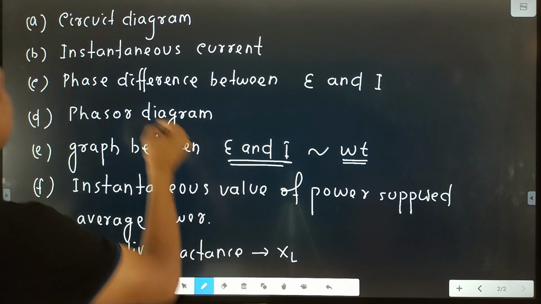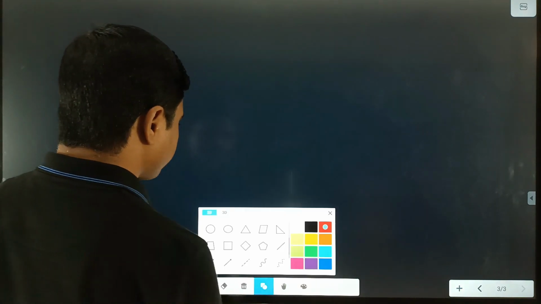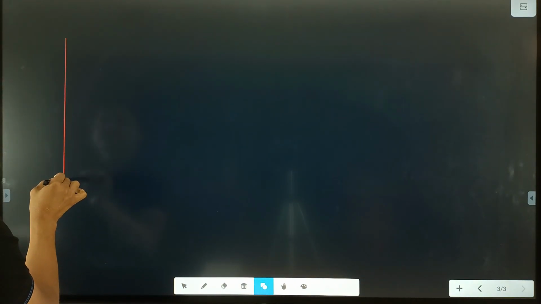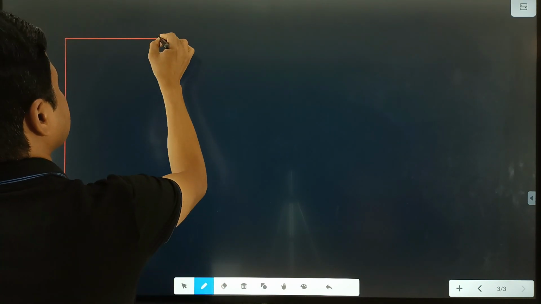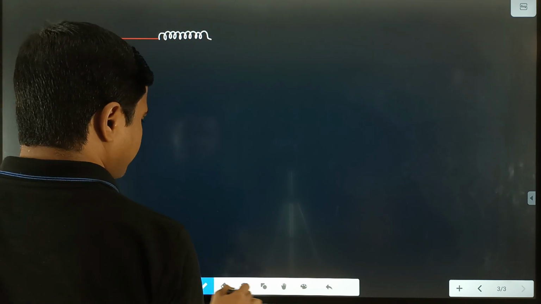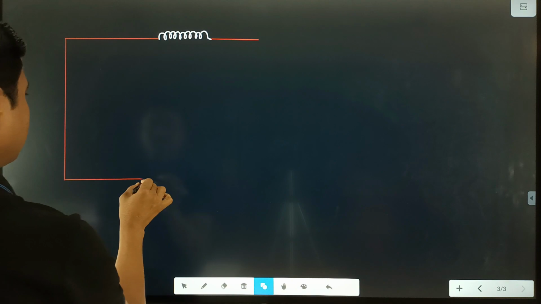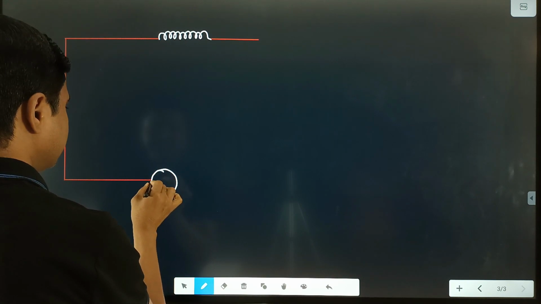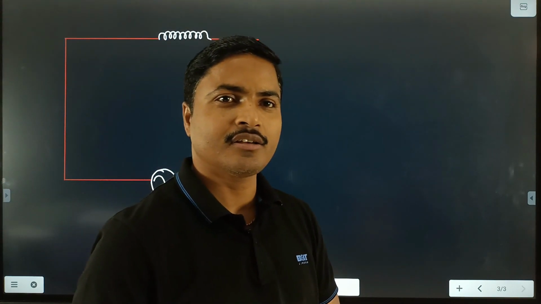And the first one is the circuit diagram. We draw the circuit diagram here. These are the external wires. This is also an external wire, and here an inductor is connected. This is the inductor that looks like a simple coil. These are the external wires, and here we connect AC. This is the symbol of AC, the symbol of alternating voltage or alternating current.